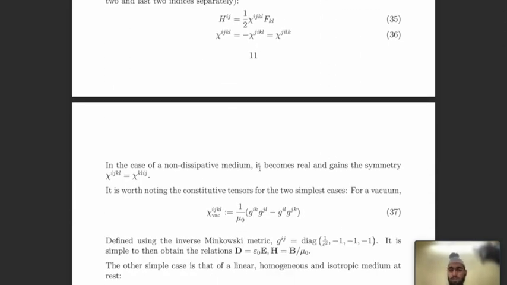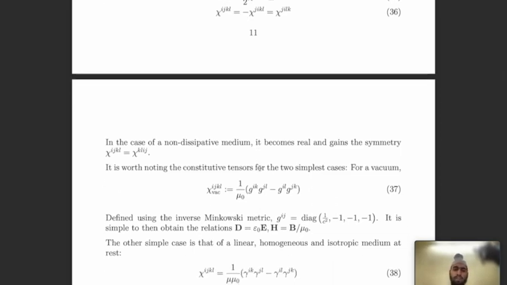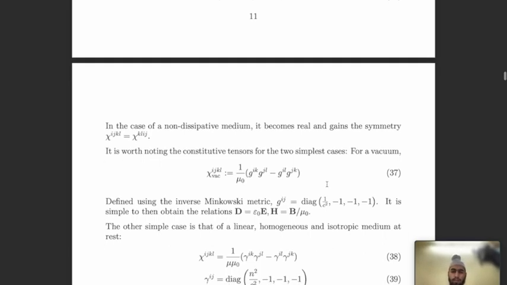Additionally, when your medium is non-dissipative, this becomes real and gains additional symmetry, that if you exchange the first two indices with the last two indices, the tensor remains the same. There is an additional symmetry here. This is very useful because you cannot actually write electromagnetism, the macroscopic Maxwell equations, from a Lagrangian unless you have a non-dissipative medium.